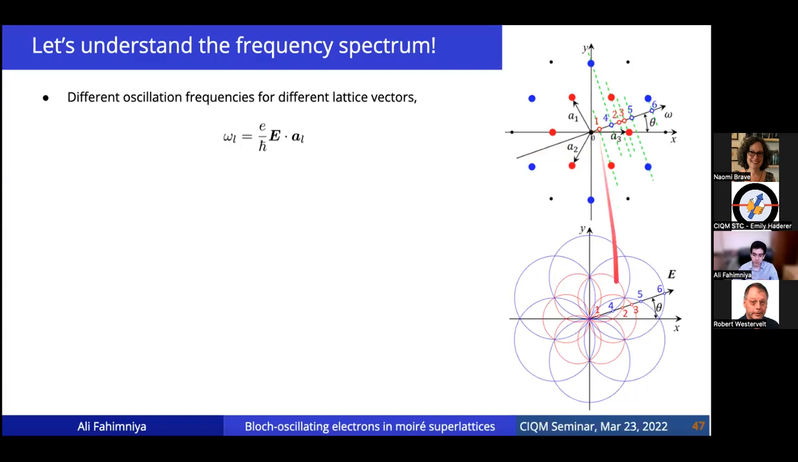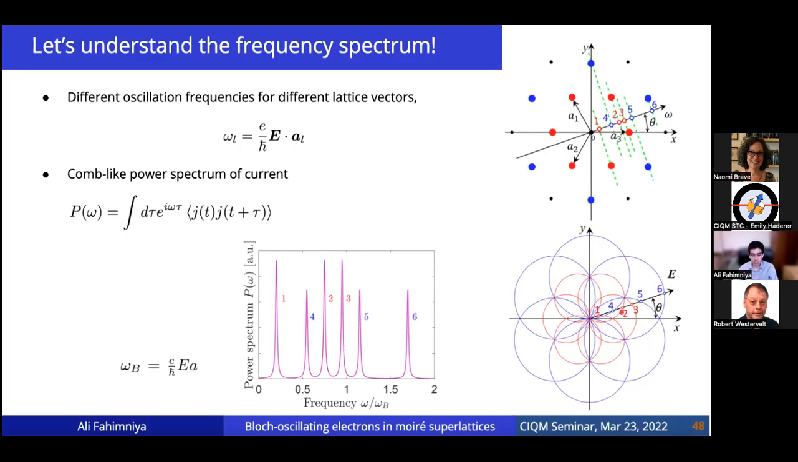Or equivalently, we can look at this rosette of circles in the real space, and each circle is for each of these real space lattice points, and the frequencies are found by the intersection of the electric field direction and these circles. This picture can help us imagine what's going to be the evolution of the frequencies if we start to rotate the electric field, and then we can see how the frequencies will evolve.